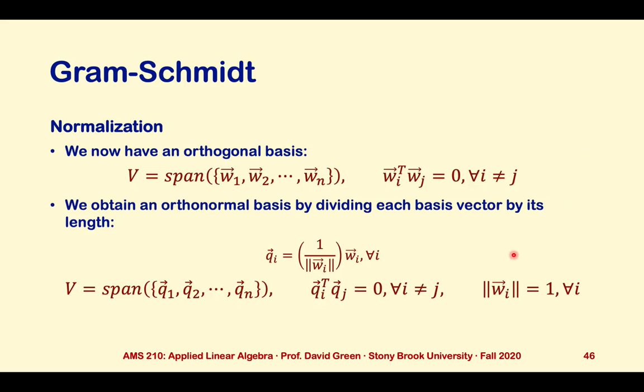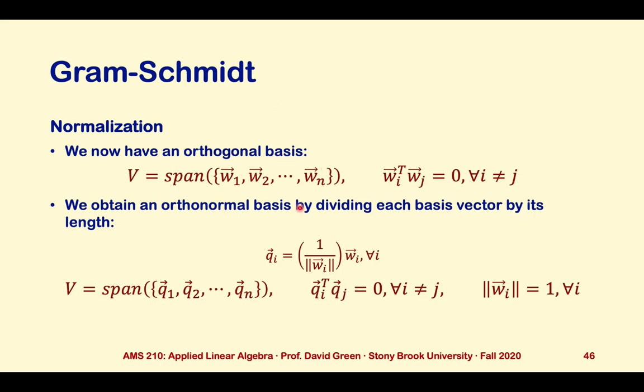Once we've completed this process, we will have a set of vectors W, n of them, where their dot products are all 0, and which span the original set. That is, we will have an orthogonal basis. This is an orthogonal basis. It is not an orthonormal basis. How do we get an orthonormal basis?